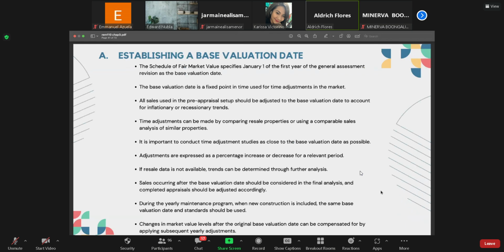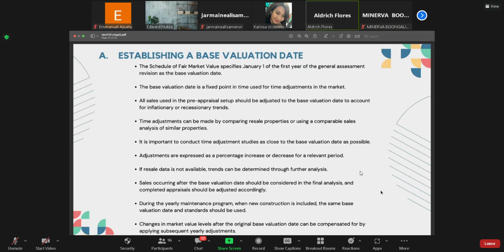Establishing the base valuation date. Ang base valuation date daw ang starting point sa pag-assess ng property values. Lagi itong nakaset as January 1 of the first year of the general revision of assessments. This will serve as reference point for all future adjustments. Ang purpose kasi nito is para consistent yung time adjustments na gagawin for all the properties.